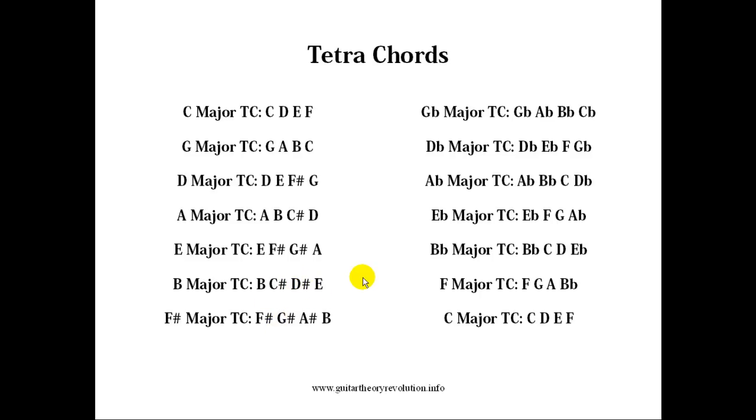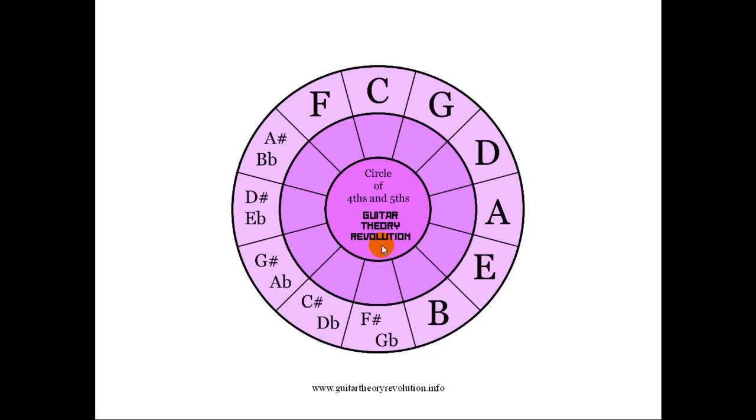Now, the convention is to start naming them flats instead of sharps when you get to the halfway point. So let me just go back to the circle of fourths and fifths. So here the C major scale has no sharps or flats. Remember, it's C, D, E, F, G, A, B, C. Then the G major scale has 1 sharp. The D major scale has 2 sharps. A major scale has 3. E major has 4. B major has 5.